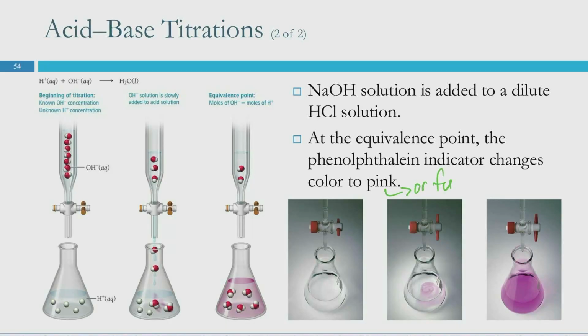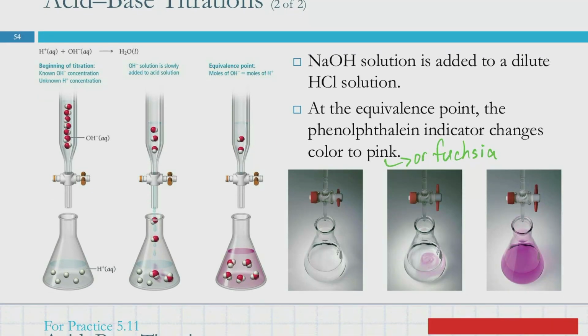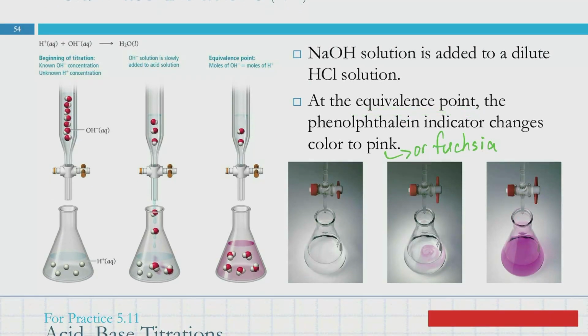It also kind of looks like fuchsia. So something like this. This image, this color, I would probably say we've gone a little bit too far. We've saturated our indicator, but that's generally the color that we're looking for. A permanent pink color remaining in our solution to indicate that we are at the equivalence point.